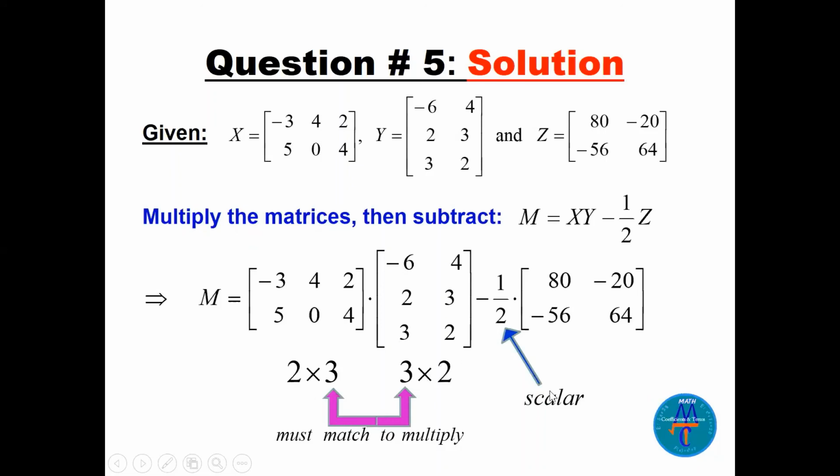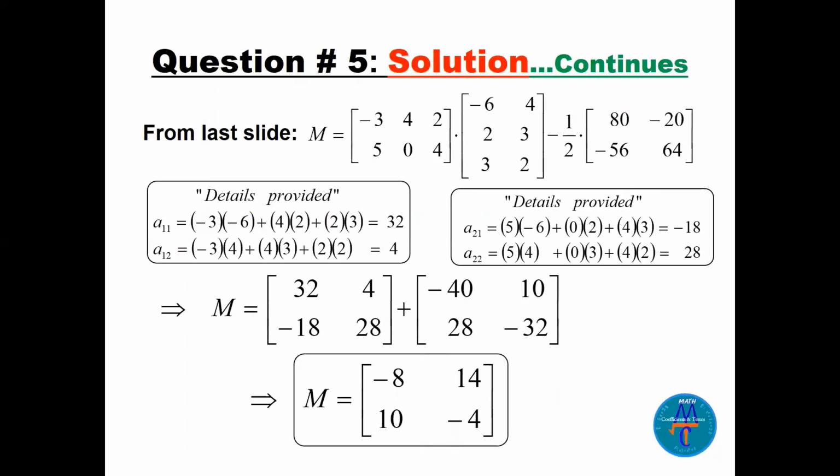Minus half, this is a scalar. You can include the minus half inside, change the signs, and put plus here. Or you can include the half, leave the minus outside, then you subtract. You get the same answer. You can try, please, now. So let's see now, capital M.